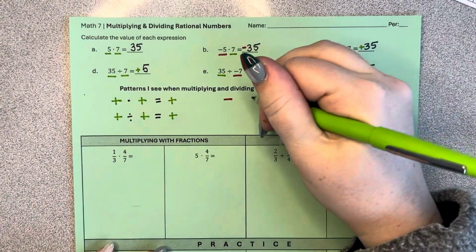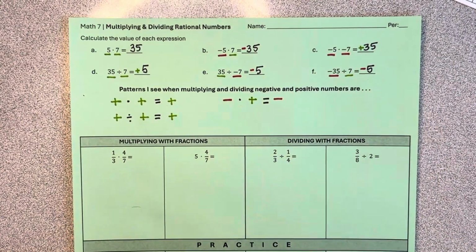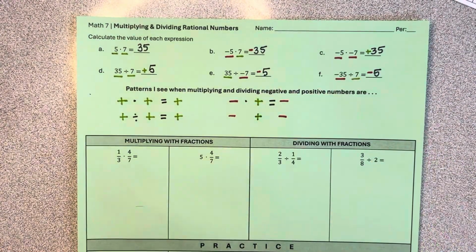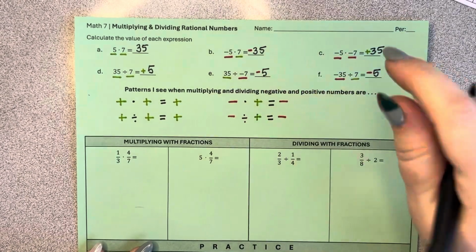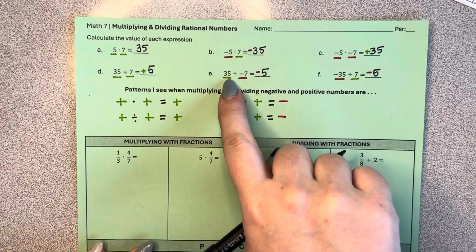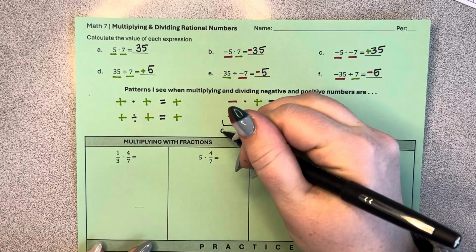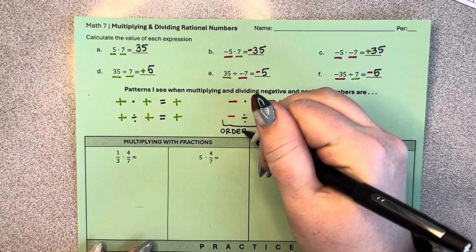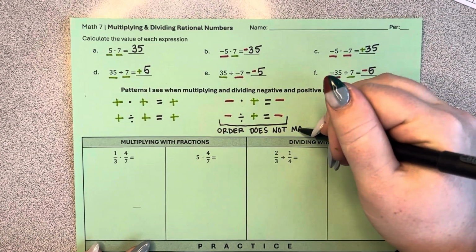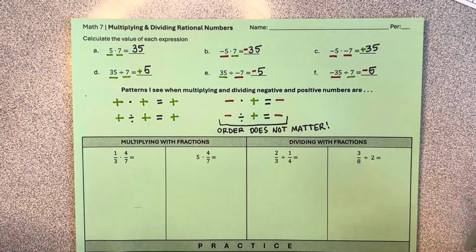So a negative times a positive gives me a negative, and a negative divided by a positive also gives me a negative. The thing that I want to pay close attention to is if we look in this middle column, the negative was first in this problem and the positive was first in this one. No matter what, our answer is negative because in multiplication and division, order does not matter. If you remember when we were doing subtraction, order does matter. Multiplication and division, order does not matter.